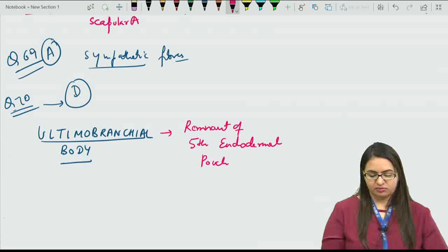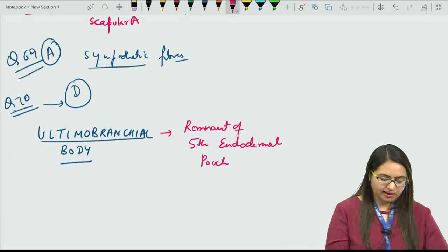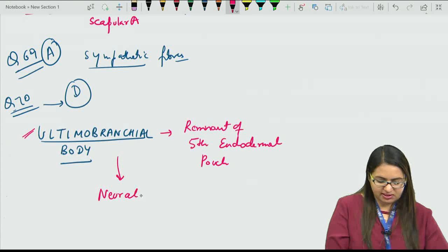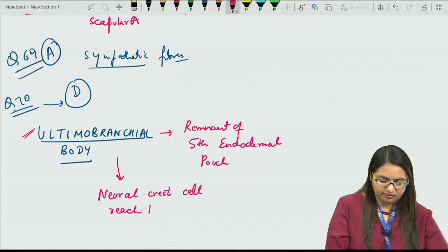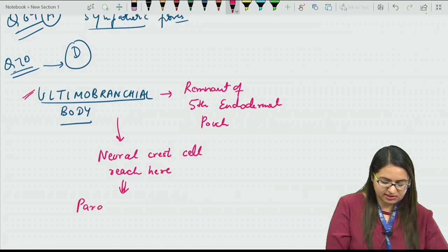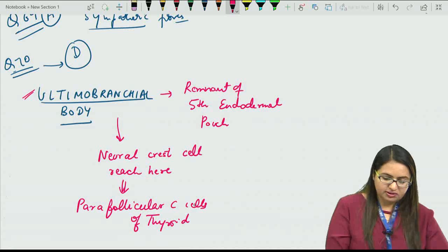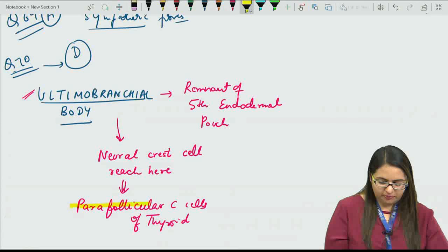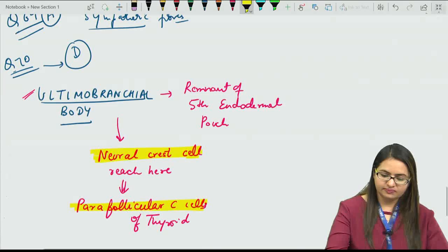It is a remnant of the fifth endodermal pouch which is attached to the fourth pouch, and it is named the ultimobranchial body. In this ultimobranchial body, the neural crest cells come over here, and after reaching here, they lead to the formation of the parafollicular C cells of the thyroid. So for the parafollicular C cells, the structure which gives rise to them is the neural crest cell. The answer for this question is D.